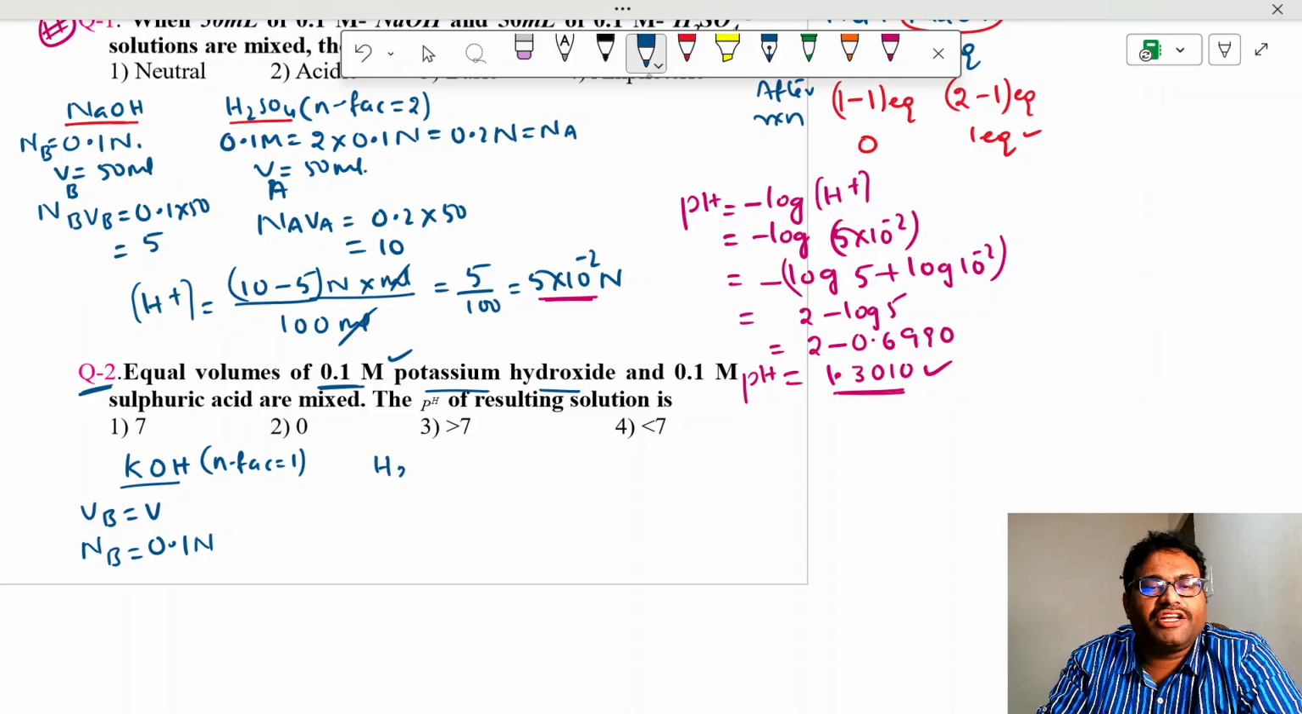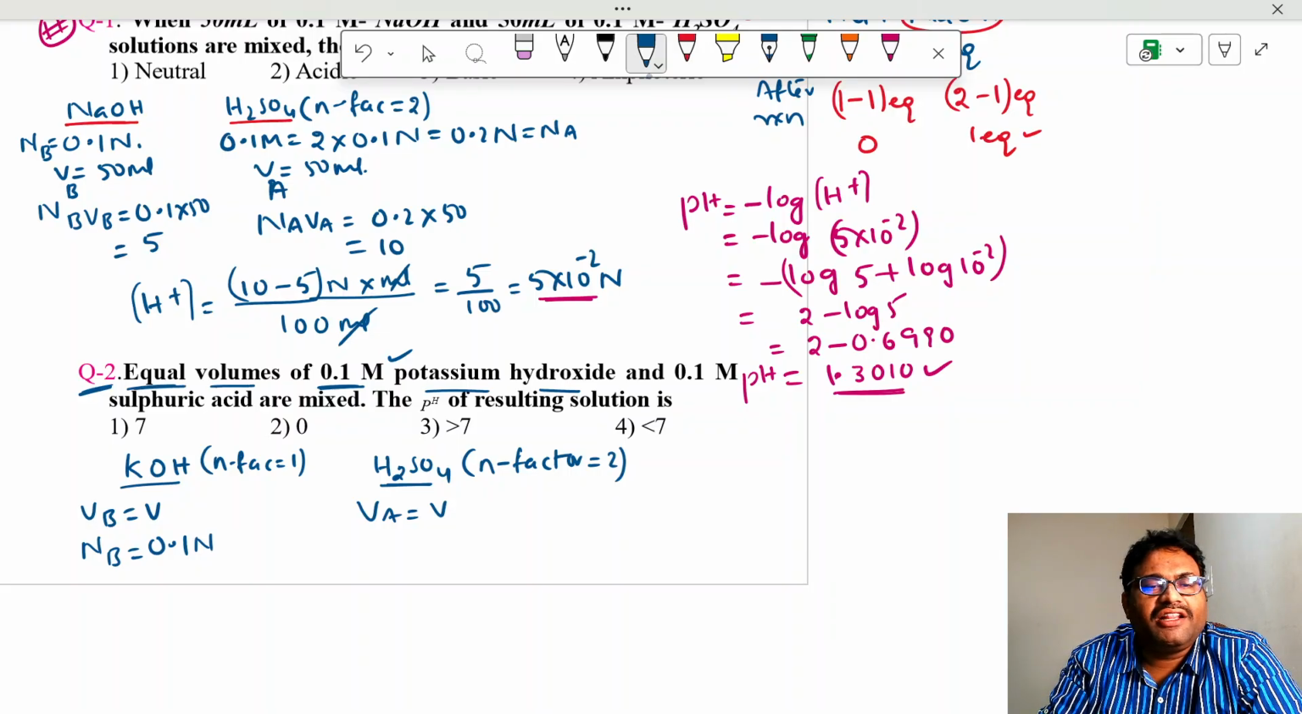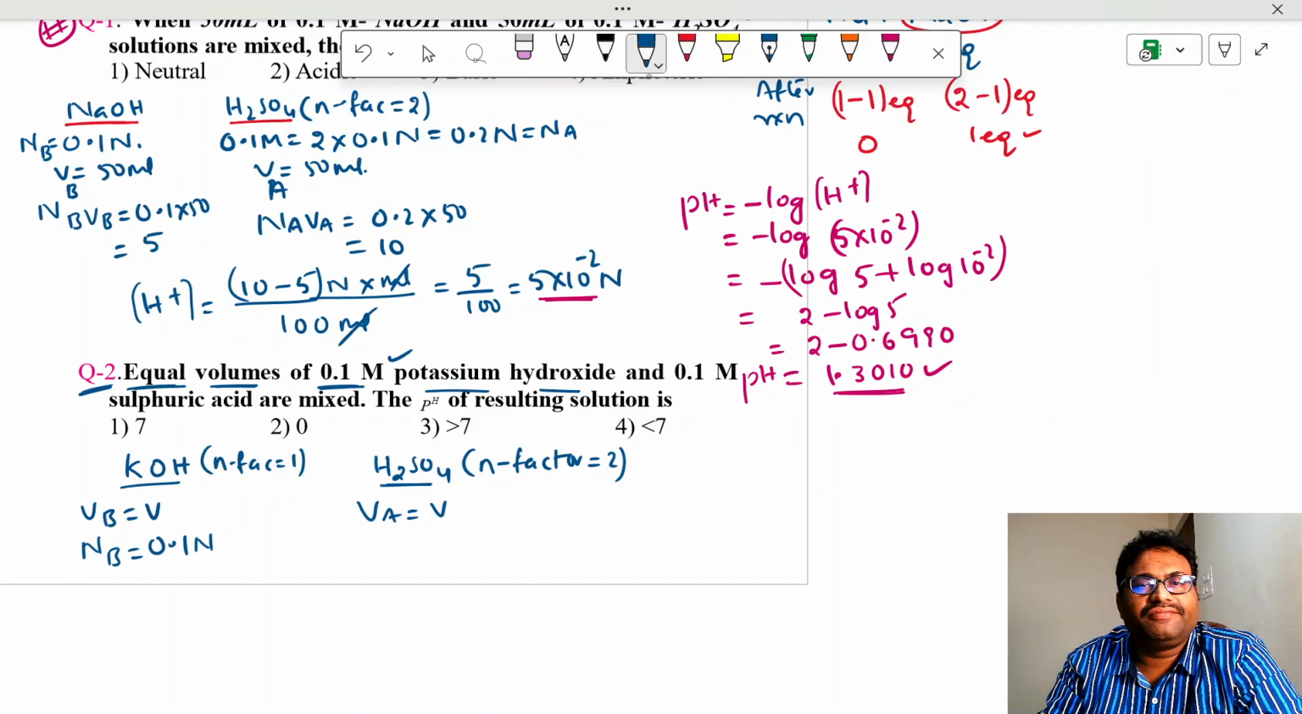Next, another one taken, H2SO4, whose n factor is equal to 2. Volume of the acid is also V, because they mentioned equal volumes here. So the normality of the acid is equal to the molarity of the acid into n factor. That is molarity given, 0.1, into n factor 2. That is equal to 0.2 normal.